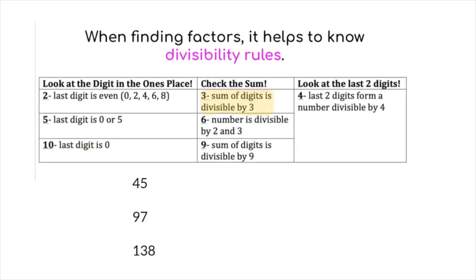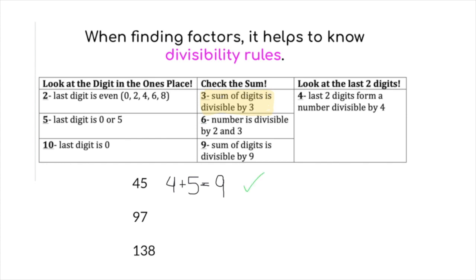The next set of divisibility rules talk about checking the sum rather than the last digit. So this is a little bit more tricky, but it's still a great trick. So let's look at 3 first. If a number is divisible by 3, the sum of the digits is also divisible by 3. So let me show you what I mean. Our first example, we have the number 45. The sum of the digits would be 4 plus 5, which equals 9. You can divide 9 by 3. If you think about it, 3, 6, 9. 9 divides by 3 evenly, so 45 is divisible by 3.